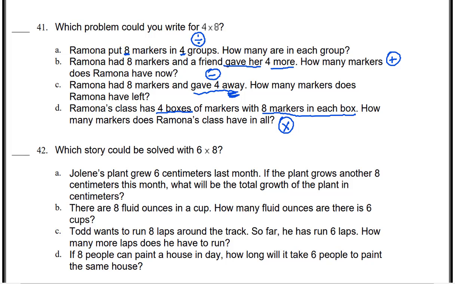Okay, this is multiplication. Why? Which number is repeating, the 4 or the 8? The 8. The 8 is repeating because we have 8 inside each box. So the first box is 8, the second is 8, the third is 8, the fourth also is 8. So this one is multiplication and it is the correct answer. Thank you, my hero. Great work.